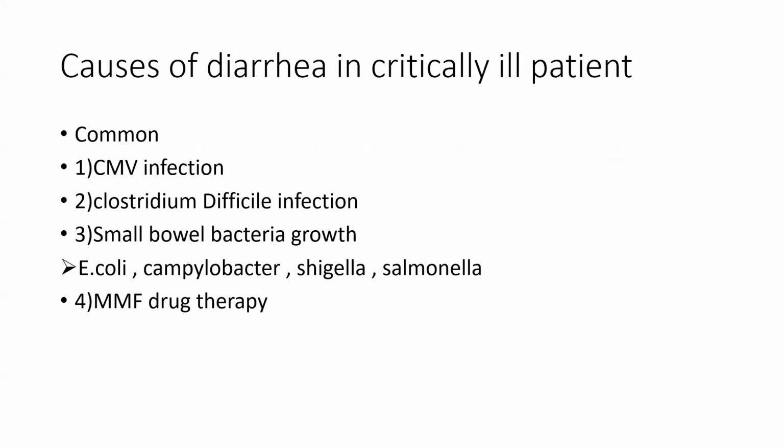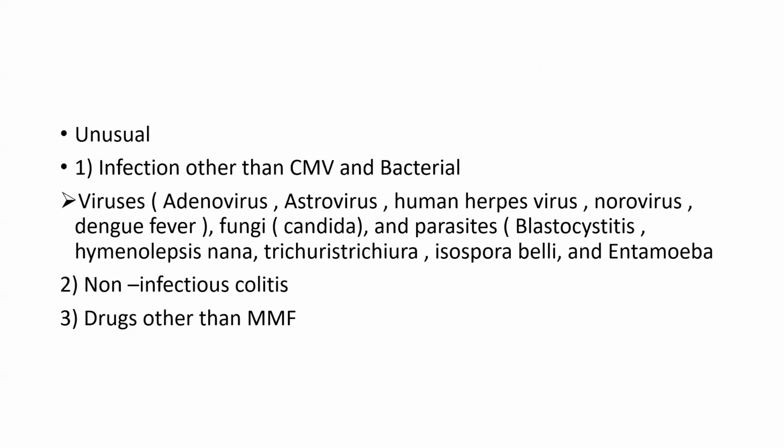Causes of diarrhea in a critically ill patient: common causes are CMV infection, Clostridium difficile infection, small bowel bacterial overgrowth, that is E. coli, Campylobacter, Shigella, Salmonella, and MMF drug therapy. Unusual causes are infections other than CMV and bacteria, that is adenovirus, astrovirus, human herpes virus, norovirus, dengue fever, Candida, and parasites like Blastocystis, Hymenolepis nana, Trichuris trichiura, Isospora belli, and Entamoeba histolytica.